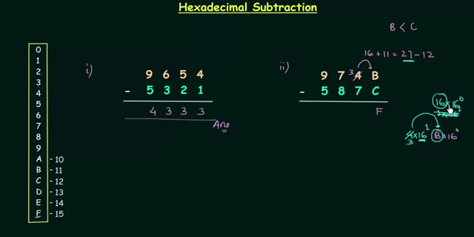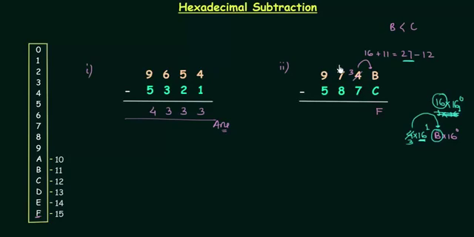So this is why we have borrow equal to 16, and in the octal number system borrow is equal to 8, in the decimal number system borrow is equal to 10, and in the binary number system borrow is equal to 2. So this is the most important part of hexadecimal subtraction, and now we can easily perform the subtraction.